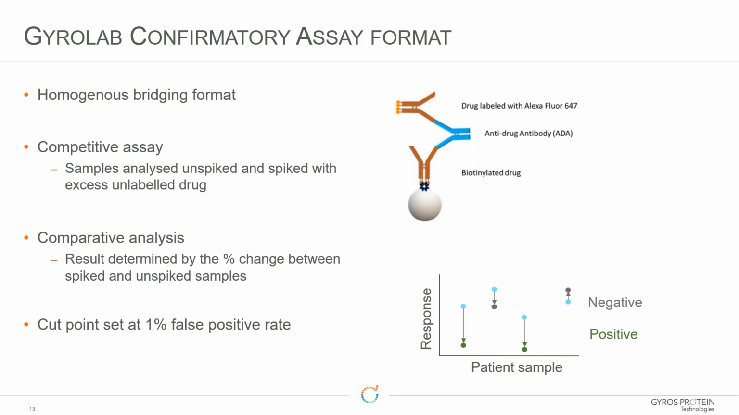When you do your cut point analysis, you normally do screening and confirmatory together. Because you've already had the screening assay with a 5 to 10% false positive rate, you use a lower false positive rate for your confirmatory. You normally use 0.1% false positive rate because you have this extra security.